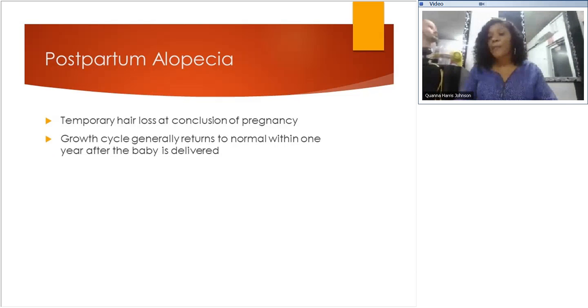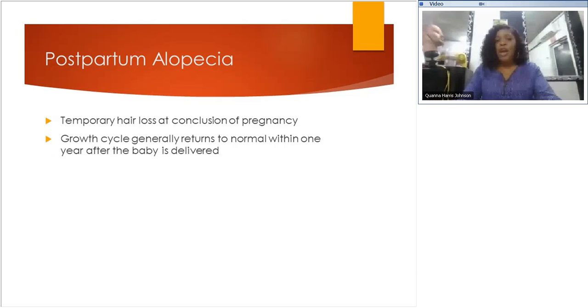Then we have postpartum alopecia. This is a temporary hair loss at the conclusion of pregnancy.